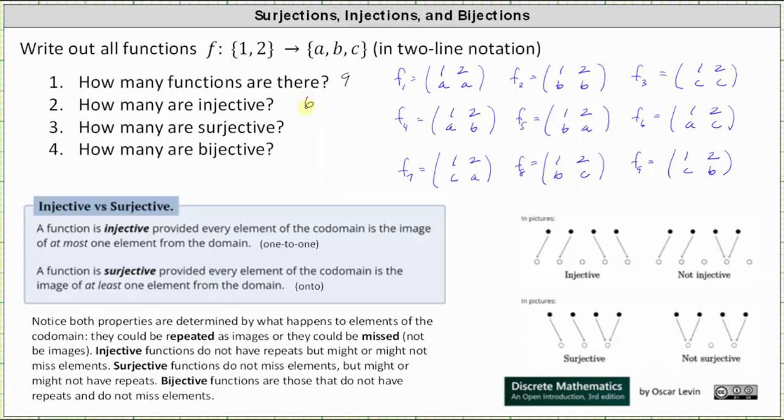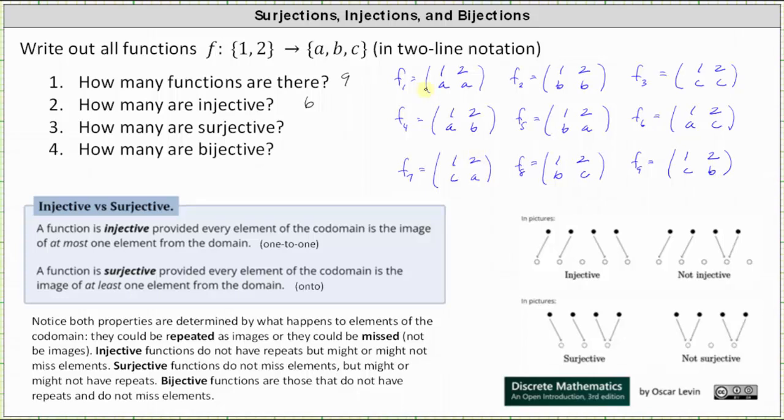Number 3, how many are surjective? A function is surjective provided every element of the codomain is the image of at least 1 element from the domain. Well, we can quickly see from all of these functions, none of them have 3 outputs, and since the codomain contains 3 elements, none of these functions are surjective.